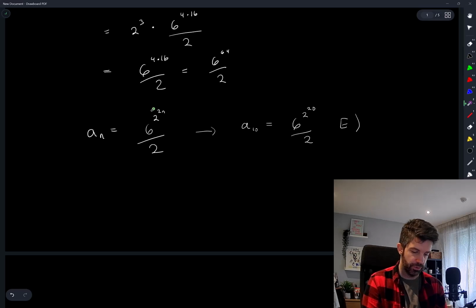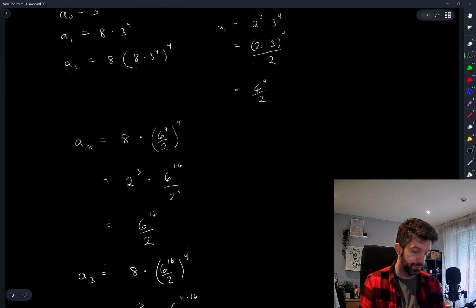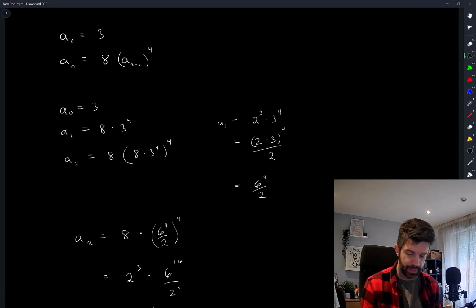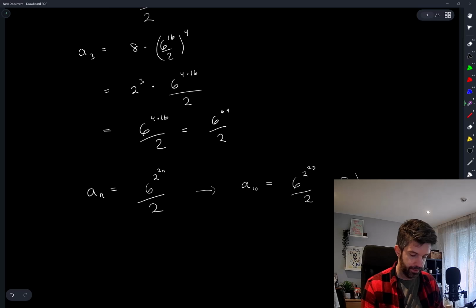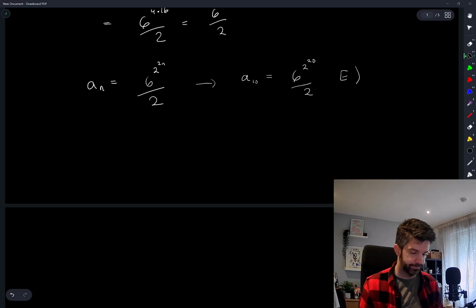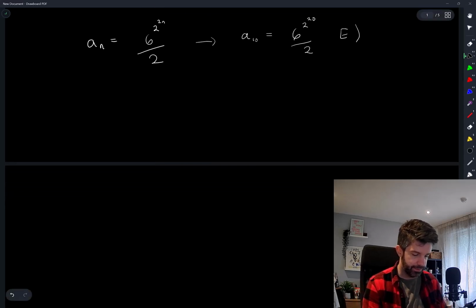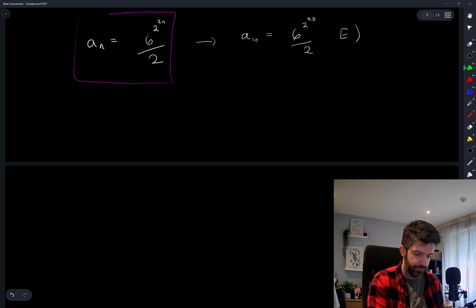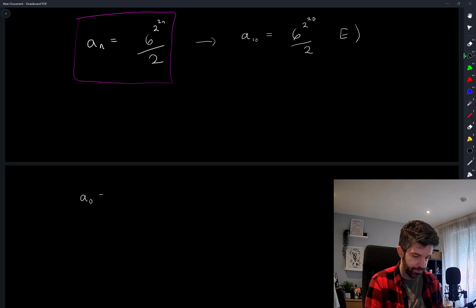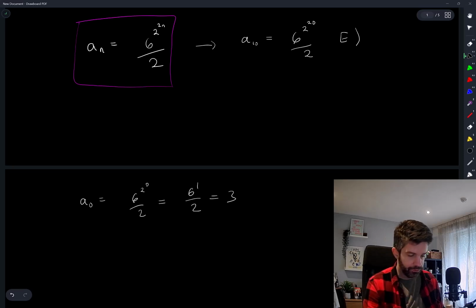But let's try and show that this is the general solution. So pretty much exactly what I said happened here, in that I wrote out the first few terms, and then I believe I have identified what the pattern is. I was helped a little bit by the form that the answers were written, so I guess I had a bit of a hint going into this. But if an is equal to that general term, if we assume that's true, it certainly matches a0: 6 to the 2 to the 0 over 2 is 6 to the 1 over 2, which is equal to 3. So that works. And now we just have to show that this satisfies the recursion.